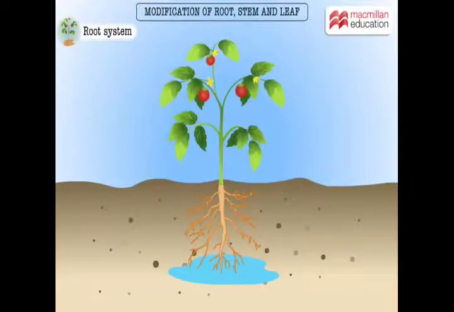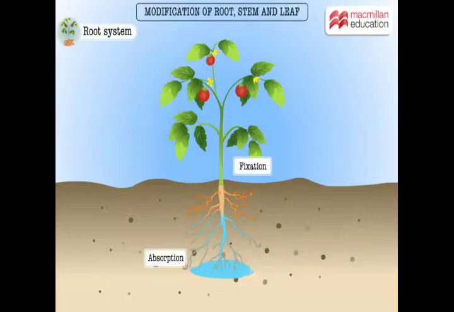Roots have two primary functions: fixation and absorption. Roots fix the plant to the ground and act as an anchor. Roots absorb nutrients and water necessary for plant growth from the soil. Sometimes, to adapt to their surroundings, roots are modified to perform additional functions.